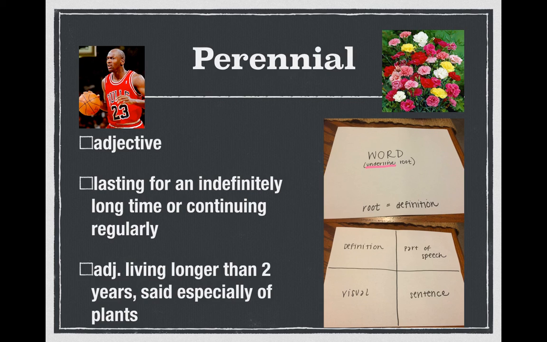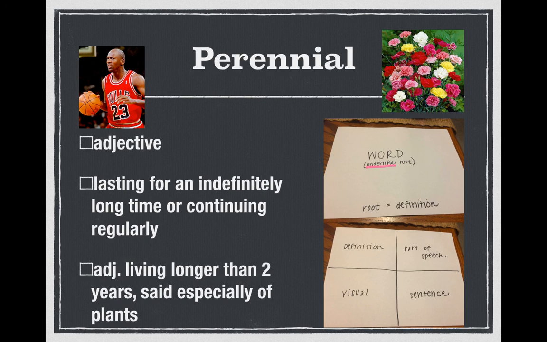If you're a gardener, you might know that the opposite of a perennial plant is an annual plant, which means that it only grows for one season. A perennial plant grows every single year, so every spring it'll bloom again, which goes right along with our definition, which is continuing or lasting a long time. And as you can see, I have a picture of Michael Jordan on this slide to kind of indicate that he had a very long-lasting career.